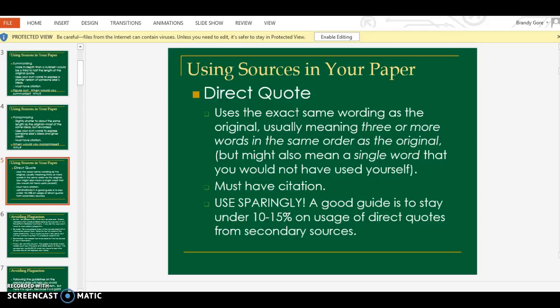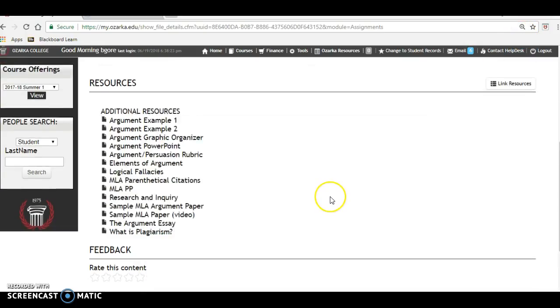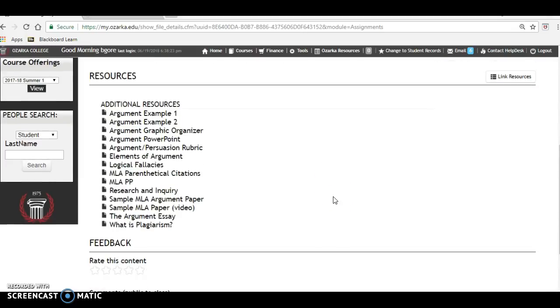Each of your points, or each of your body paragraphs, should represent a single point that you're making about your topic. And so you would need, in that information area, you would need a source that you are referring to and citing. So make sure that you think about that as you write your paper, and make sure that you're getting your sources in. Pay attention to the MLA parenthetical citations on how to make sure you're citing properly.